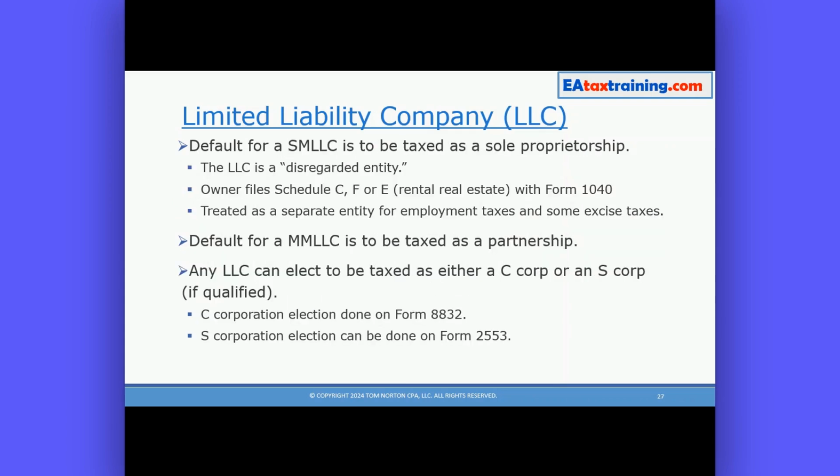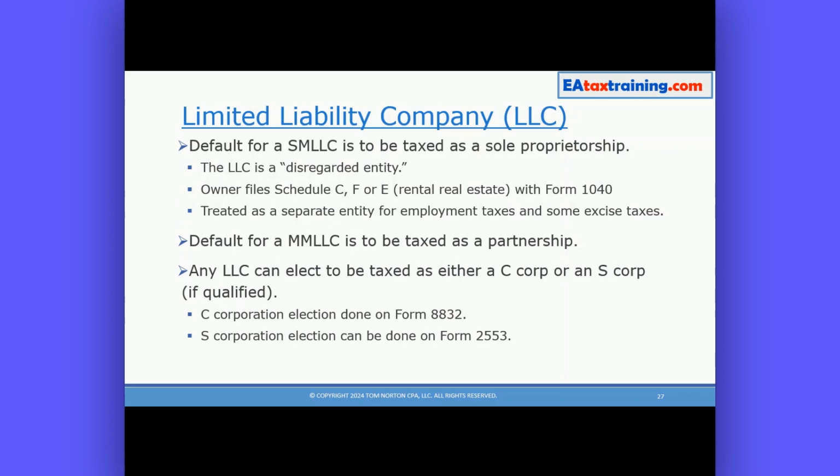So the default for a single member LLC is to be taxed as a sole proprietorship. The LLC in this case is considered a disregarded entity. In other words, you act like it doesn't even exist. So the owner simply files their Schedule C, just as if they had a sole proprietorship. Or if it's a farm, it would be Schedule F. Or if you're holding rental real estate in this LLC, then you might file Schedule E. But in any case, those are all filed on your Form 1040.